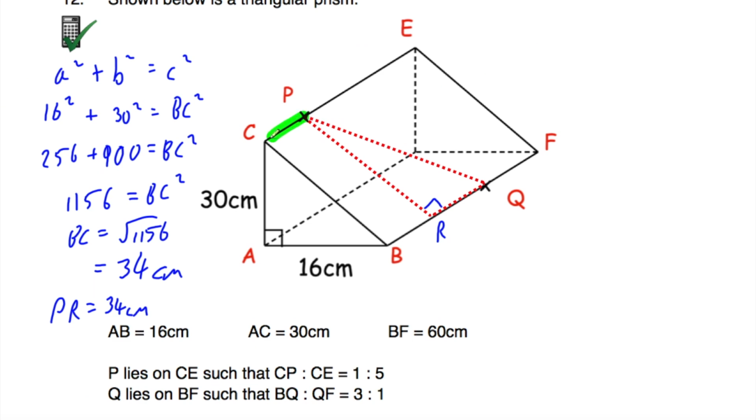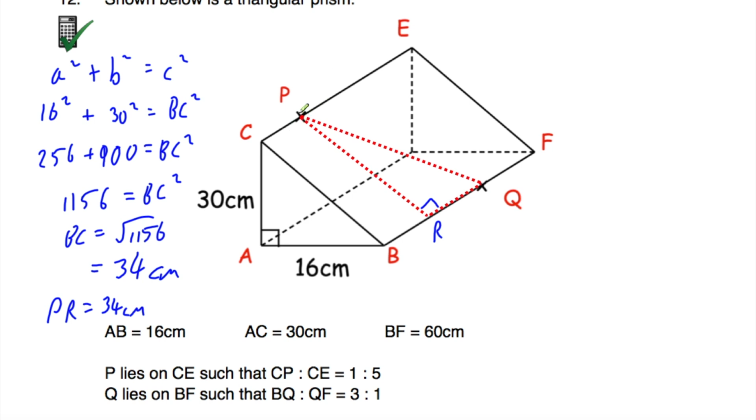I want to work out this distance here, and then I want to work out this distance here. If I can work out this distance, and I know that BF, the whole length, is 60 centimeters, if I can take this distance and this distance away from 60, what's left will be RQ. So let's work out what CP would be and what QF would be.